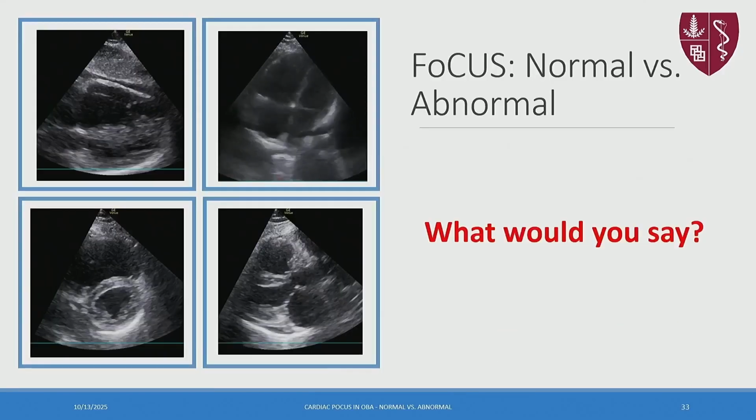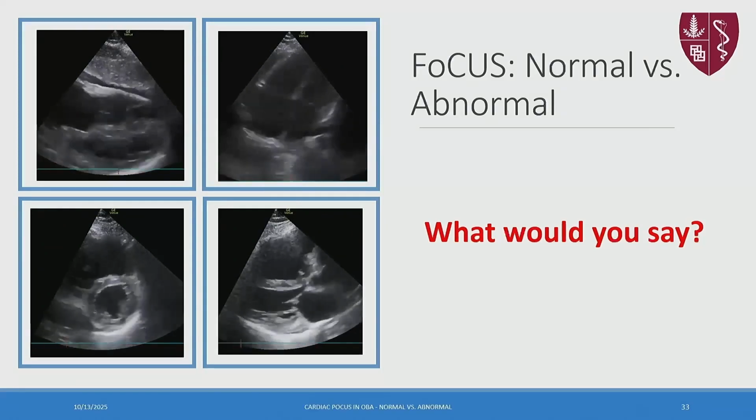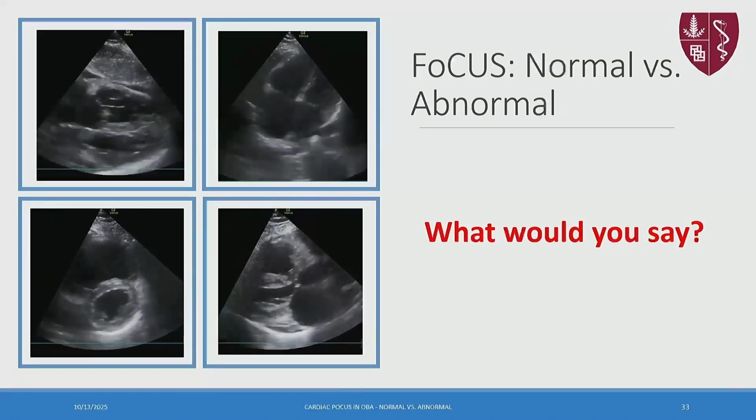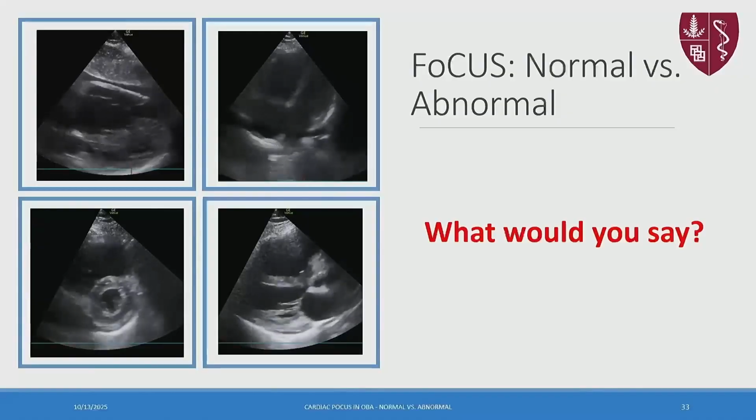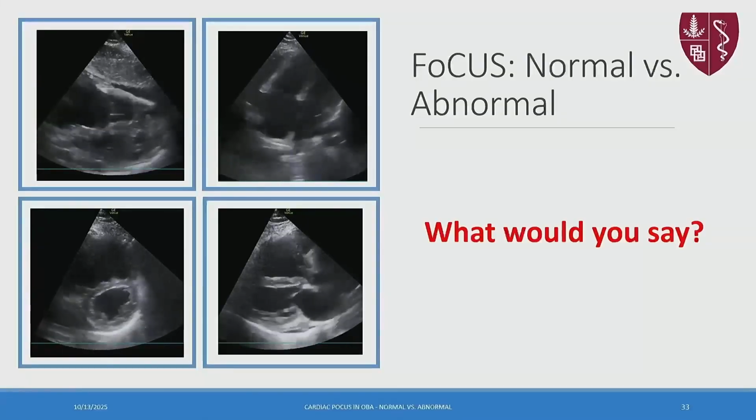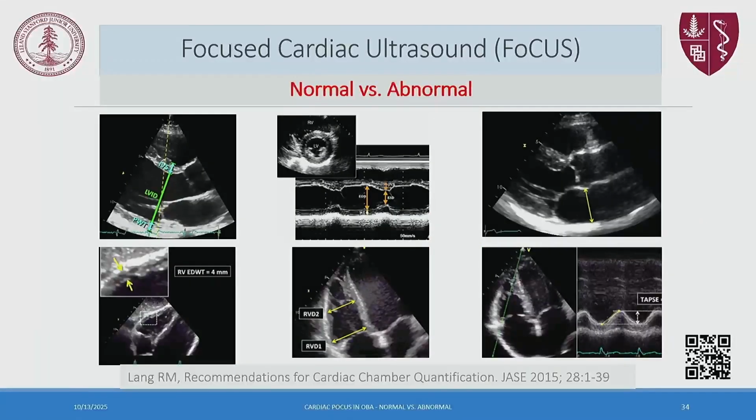Okay, so now to get to the title of our talk, would you say this is normal or abnormal? I want to draw your attention to this reference here. This is from the American Society of Echocardiography, the recommendations for chamber dimensions. In this paper, it tells you exactly where to do the measurements.